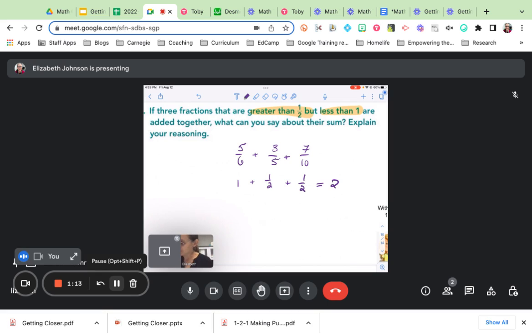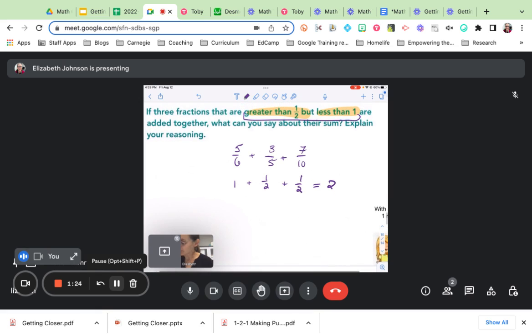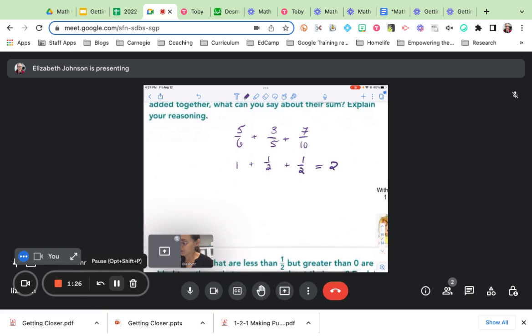This is a specific example. Sometimes when you're solving a problem, a specific example can help. Now let's see if we can generalize. So all of my values, all three of them, are going to be greater than 1/2, but less than 1. Let me get rid of this example and just set it aside for a minute.